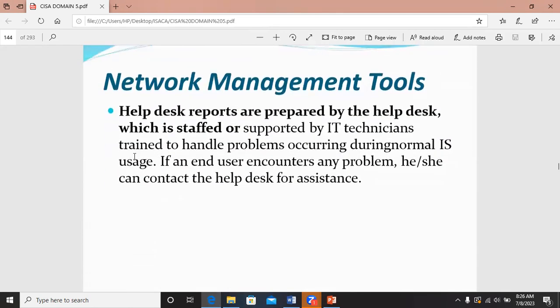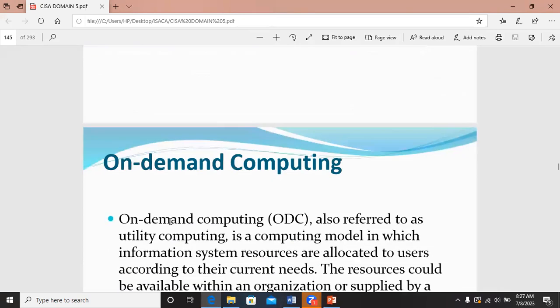Then we need help desk reports, right, to be able to know the queries that people are asking, the kind of help they're asking for, the kind of problems users are encountering, all right. So you can prepare those help desk reports on a weekly basis, on a monthly basis, on a quarterly basis. It also helps guide IT service management.